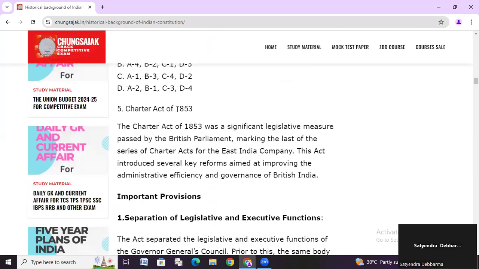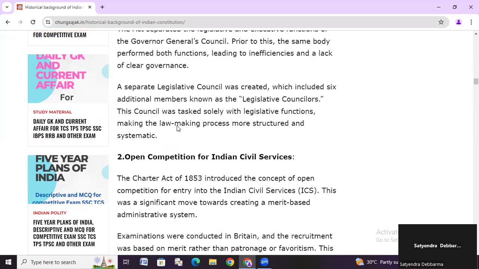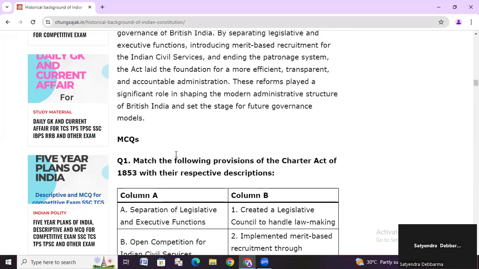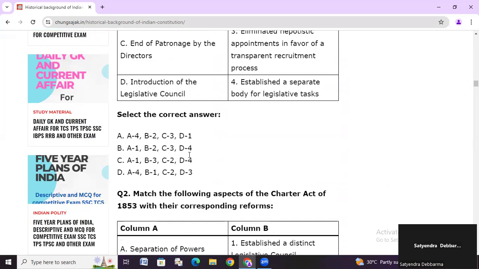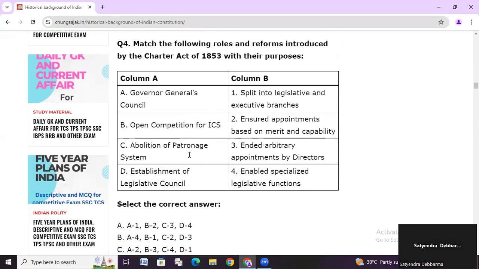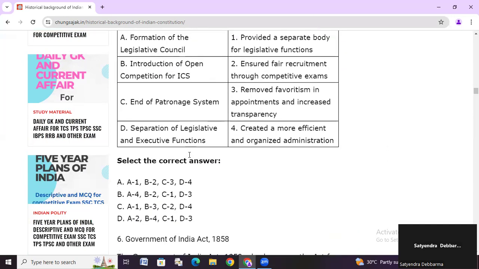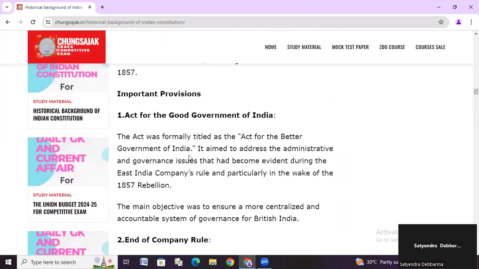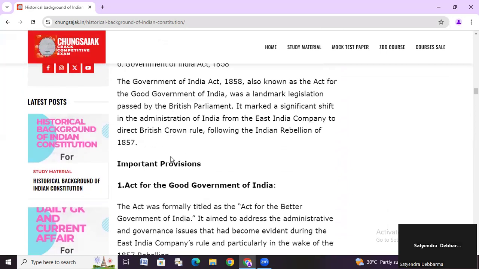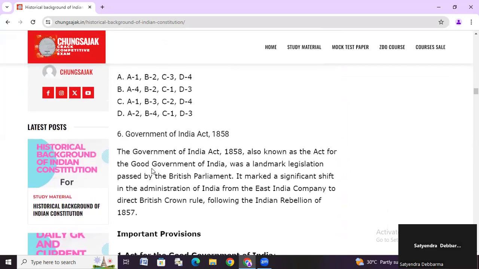Next, Charter Act 1853. Explanation, MCQ. So study regularly and you will achieve. That means you will crack your exam.